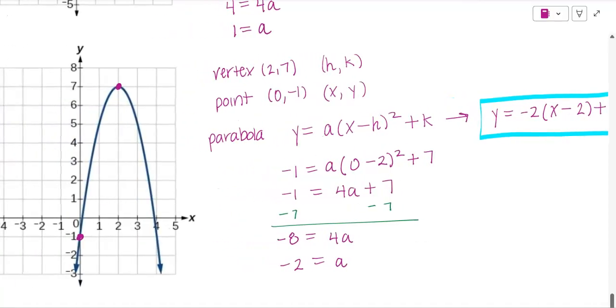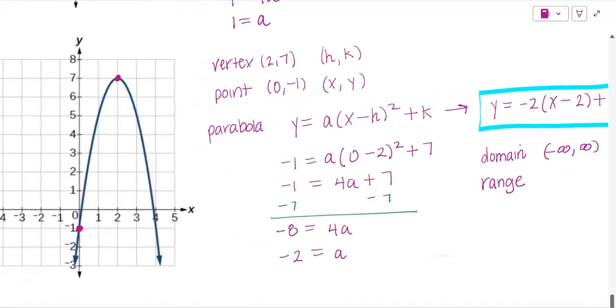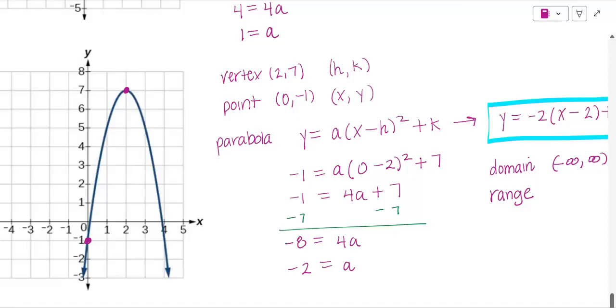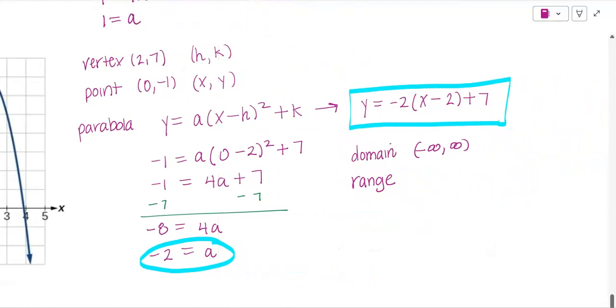To figure out the domain and the range, we said before that the domain of any parabola is all real numbers. And then the range is going to come from that k value. So in this case, because the parabola is facing upside down, we see that because a is negative. The highest value is going to be k, which is 7. So this function is going to be going from negative infinity up to 7, including the endpoint.